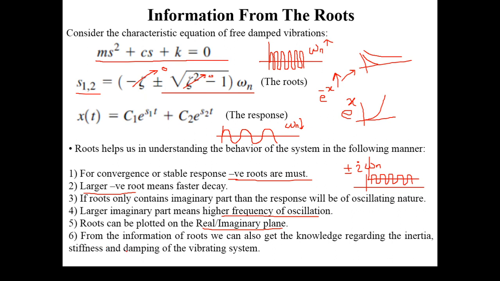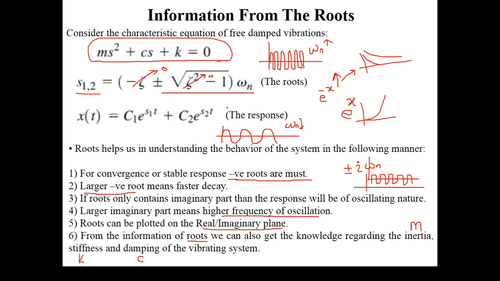Another very important aspect is that from the information of roots, we can also get the knowledge regarding the inertia, that is, the mass present in your system, the stiffness, that is, the value of K present in your system, and the damping, that is, the value of C present in your system. So by just having information about the roots, or in other words, if the values of the roots are given to you, you can actually work backward, and you can find the auxiliary equation, and you know that the auxiliary equation is a quadratic equation.